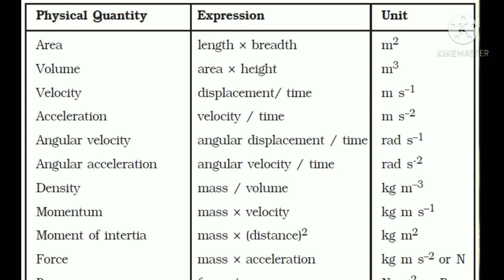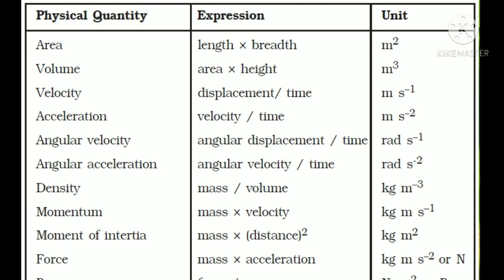The third one, velocity. Velocity expression: displacement by time is called velocity. The unit is meter second power minus 1. See, displacement unit is meter divided by time. The unit of time is second, isn't it? So taking it in the numerator, meter second power minus 1. Acceleration, the expression is velocity by time. The unit of velocity is meter second power minus 1, and again it will be divided by the time. So meter second power minus 2.